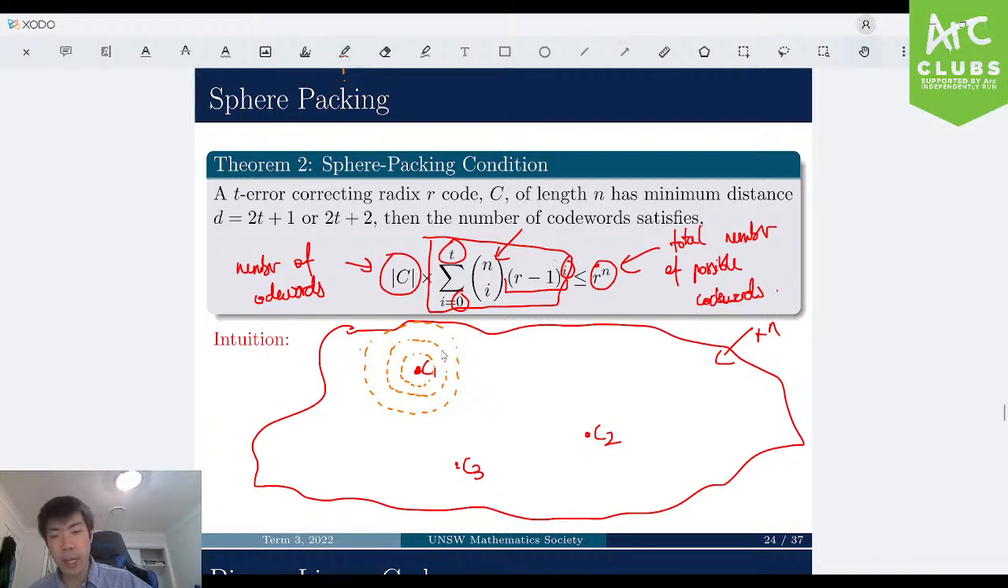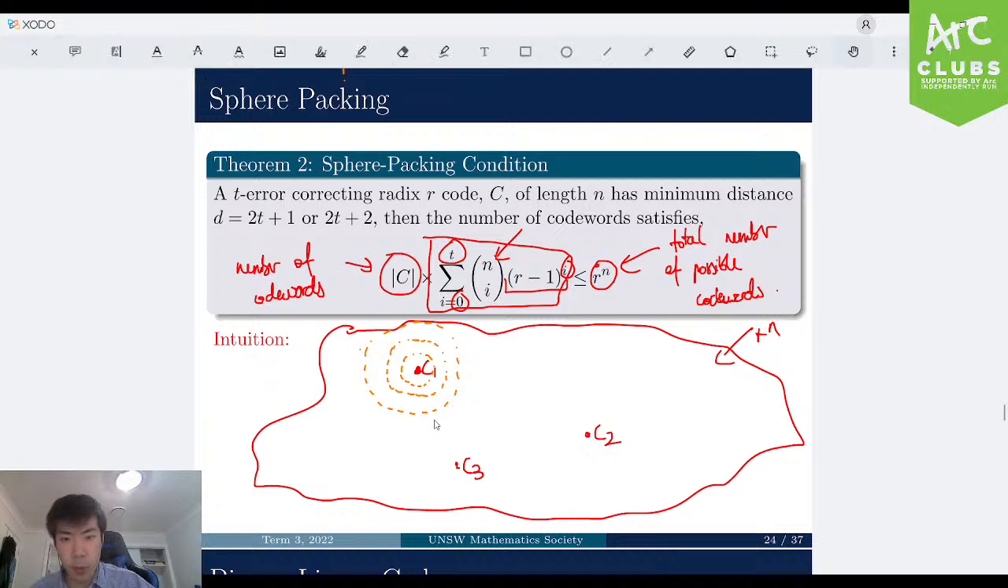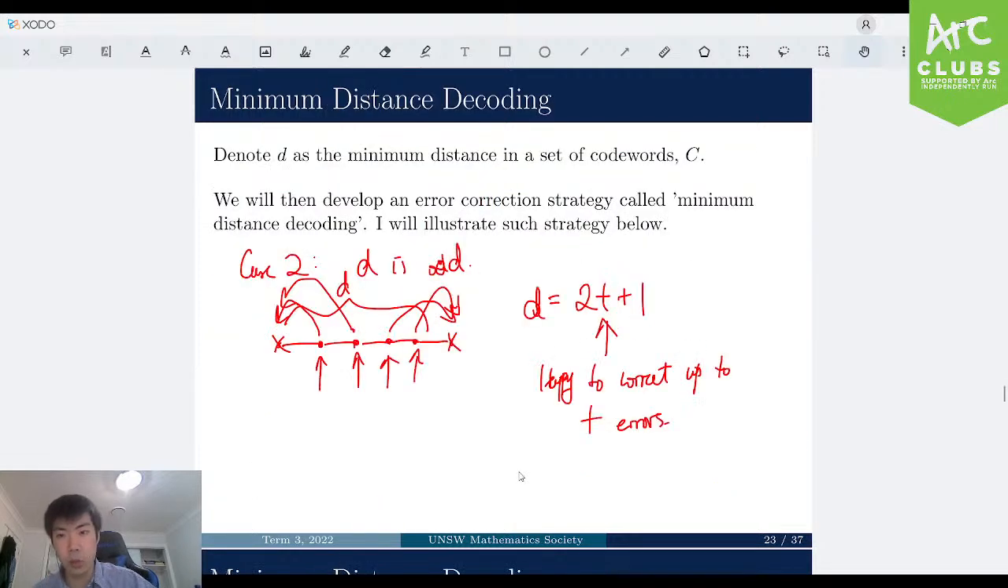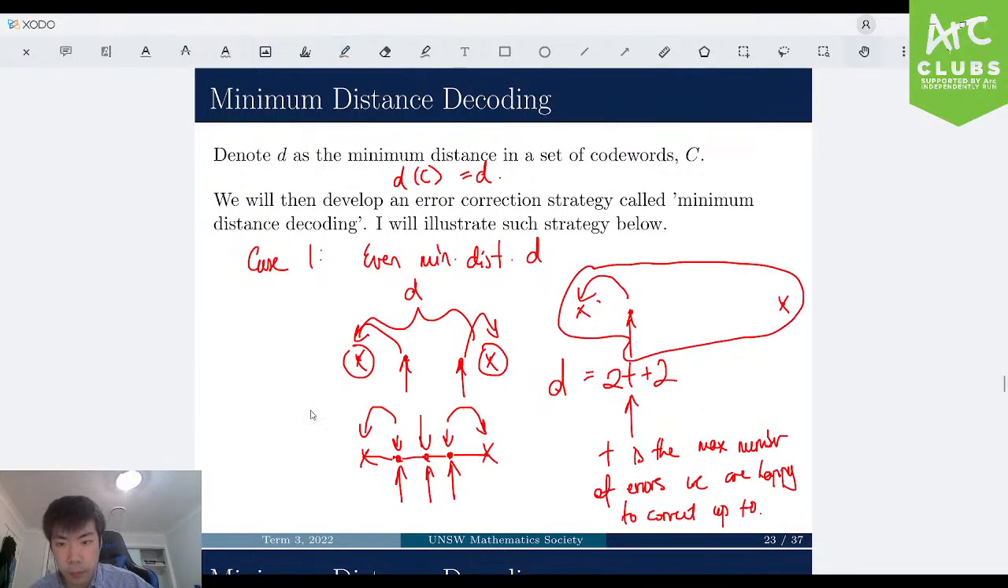Okay? And now repeat this logic for all the other code words, right? That's why it's multiplied by the cardinality of C. If you think about it, C3 will also have its own circle around it. C2 will also have its own circle around it, and so on. And so for every single code word in here, they will have a circle around it. Now note that these circles will never overlap. They will never overlap because we're using the minimum distance decoding, right? They're done such that, for example, if I go back and draw circles here, by design, this strategy makes it so that these two circles will never overlap, right? For example, here as well.